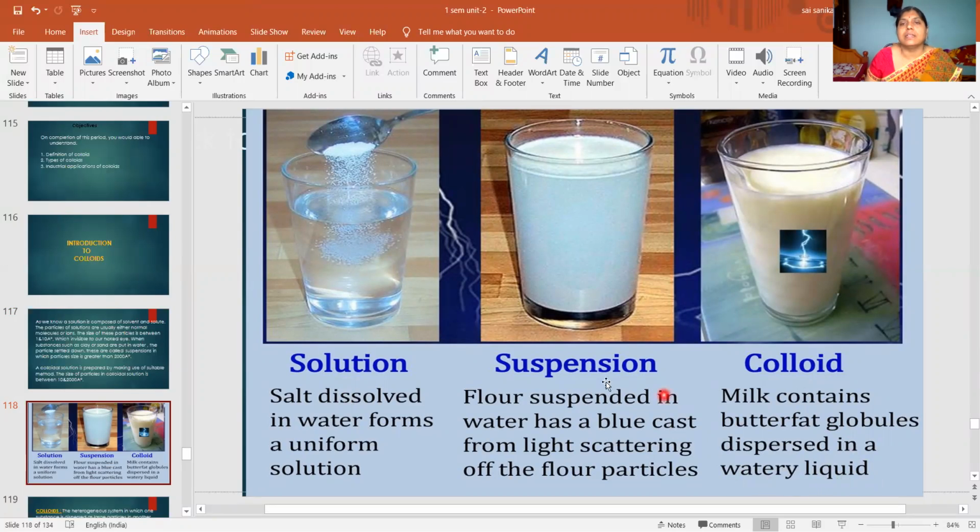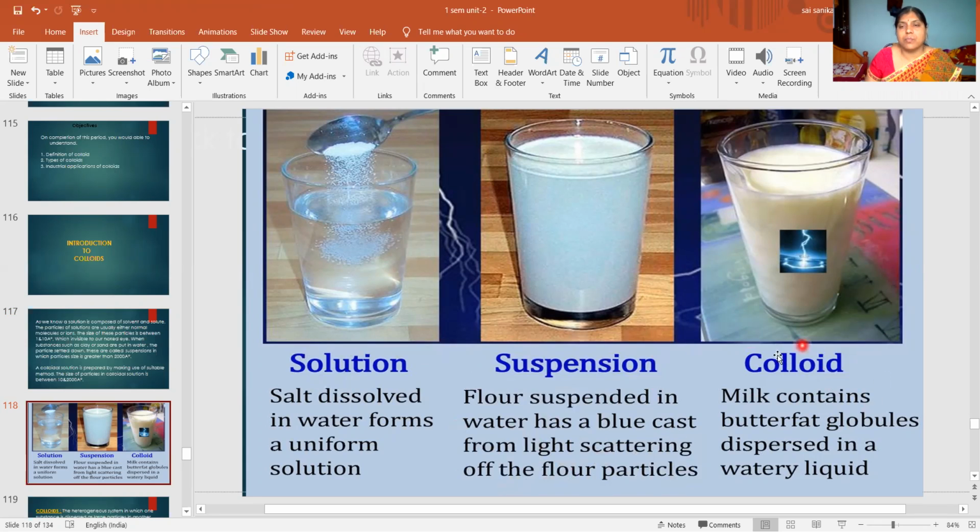Okay. Then suspension. Flour suspended in water. Flour suspended in water has a blue cast from light scattering of the flour particles. So when you suspend flour in water, how does it look? That is the suspension. So this is the differentiation between solution, suspension and colloid.